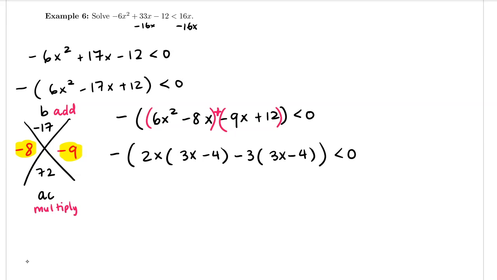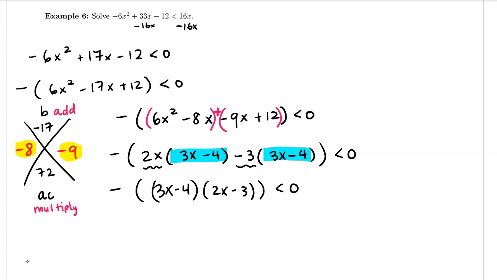And a clue that you are doing this correctly when you're factoring by grouping is that the thing left over in the parentheses matches. So now I'm going to pull out 3x minus 4. And what's going to be left over is 2x minus 3. And this is all less than 0. Now I'm going to take this quadratic and set it equal to 0. And I can divide both sides by -1.